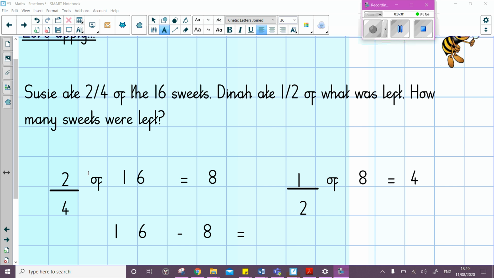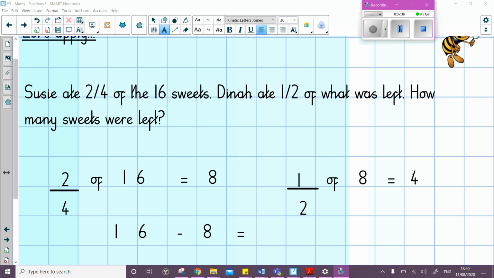So I've jotted down my working out. Susie ate 2/4 of 16. I figured out 1/4 first, which was 4. So 2/4 is 8. That's how many she ate. And we had 16 in total. So we wanted to find out what Dina ate of what was left. 16 in total, subtract the 8 that Susie had, left me with 8. So Dina ate half of those 8. Half of 8, showing 8 into 2 equal groups, was 4. So Dina ate 4 sweets.